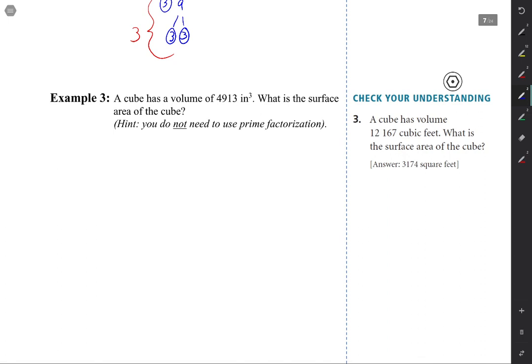We can consider this like a word problem. So a cube has a volume of 4,913 inches cubed. What is the surface area of the cube?